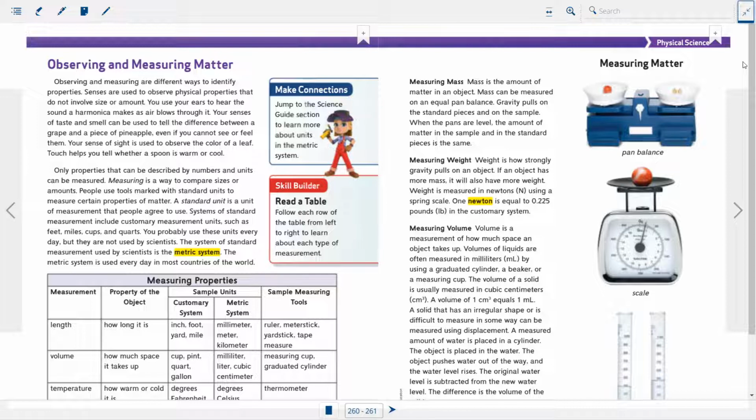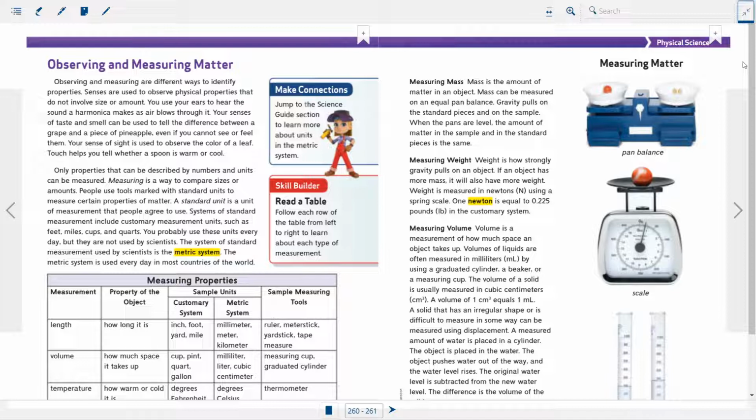Your sense of sight is used to observe the color of a leaf. Touch helps to tell you whether a spoon is warm or cool. Only properties that can be described by numbers and units can be measured. Measuring is a way to compare size or amounts. People use tools marked with standard units to measure certain properties of matter. A standard unit is a unit of measure that people agree to use.